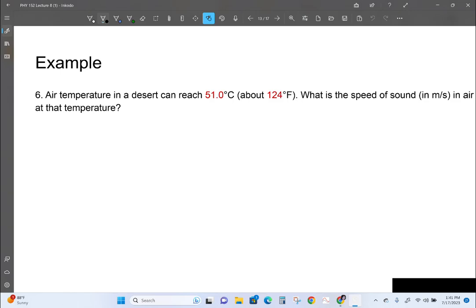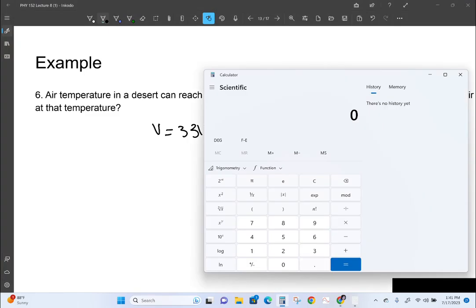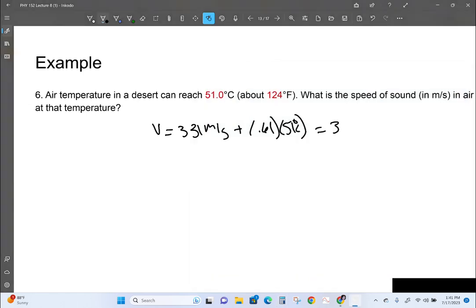Another thing that we've talked about is finding the speed of sound at a different temperature. And that's going to be 331 meters per second plus 0.61 times 51 degrees Celsius. So if I put that in my calculator, 0.61 times 51 plus 331 equals 362 meters per second.